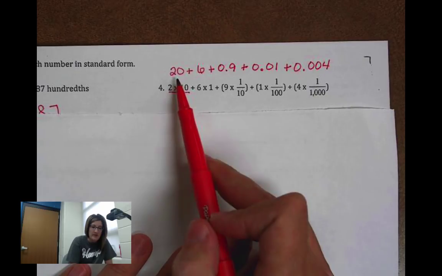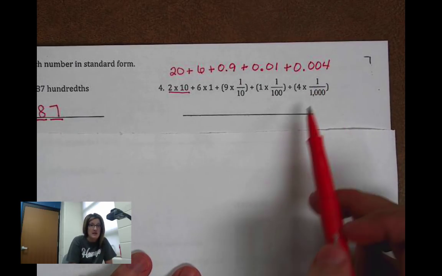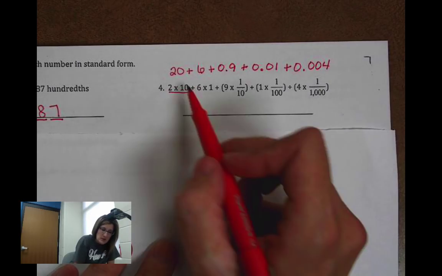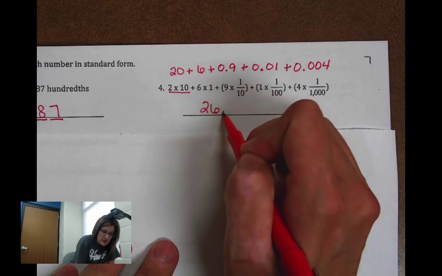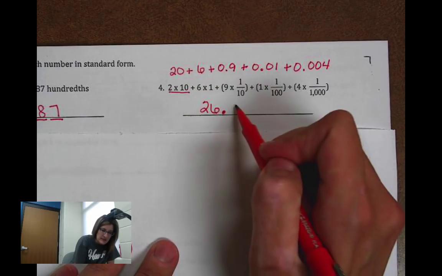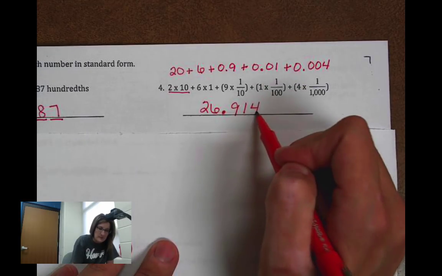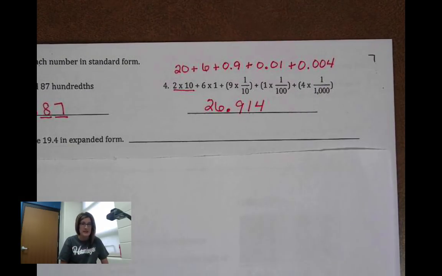All right, now that we have this, now I would like you to pause it, see if you can put that together and make the standard form, and then come back and check, please. So 20 plus 6 is 26. And then I have my decimal. I need a 9 in my tenths place, a 1 in my hundredths, and a 4 in my thousandths. So there's example 4. Example 5.